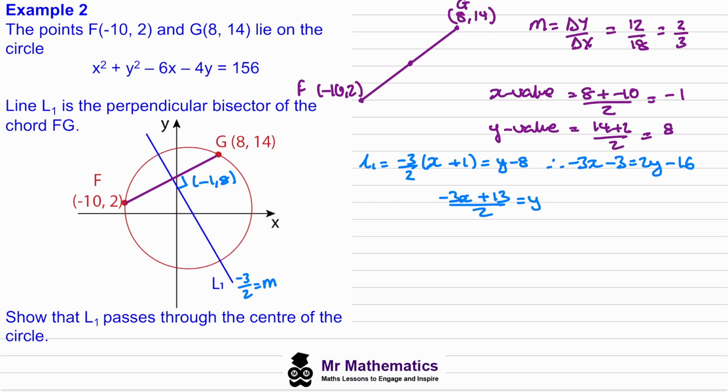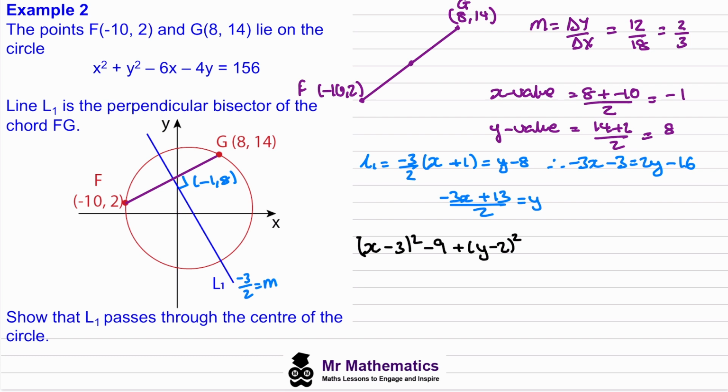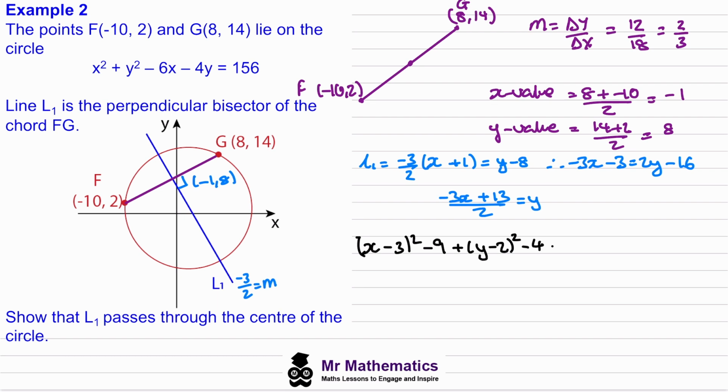And finally, show that L1 passes through the center of the circle. So now we need to use completing the square to find the equation of this circle. So we'll have x minus 3, having this -6, squared. Complete the square by taking away the 9. Then we'll have plus y minus 2, having this -4. We'll square that and then we'll complete the square. And that will equal 156.